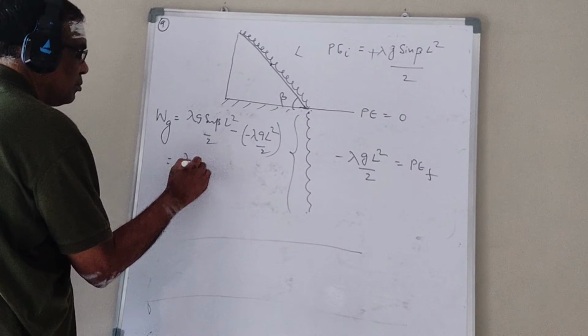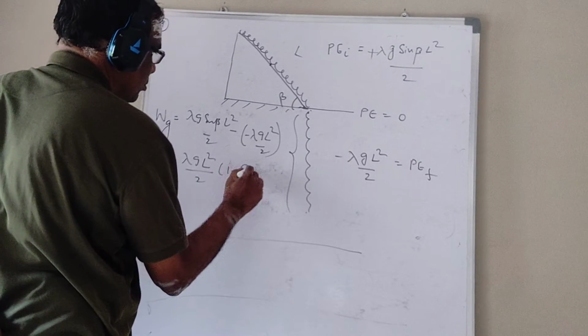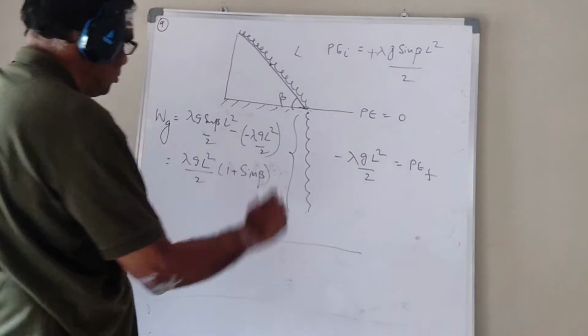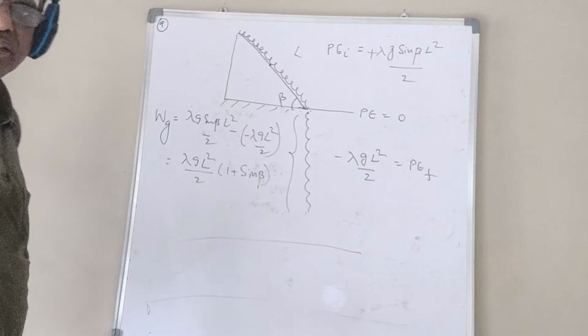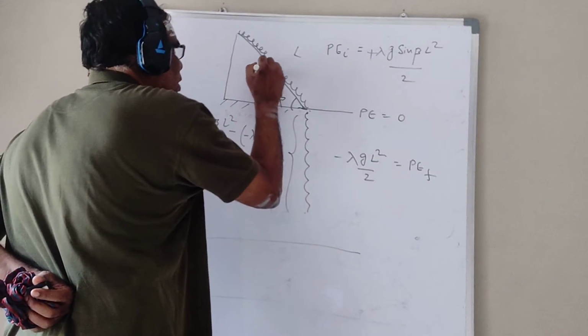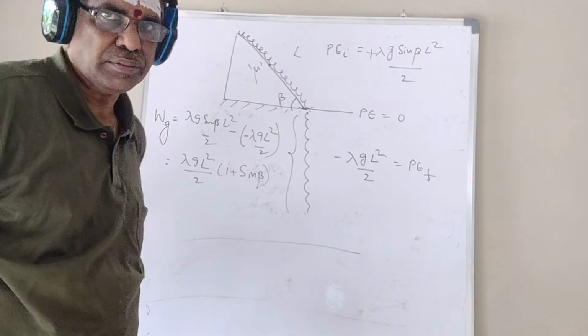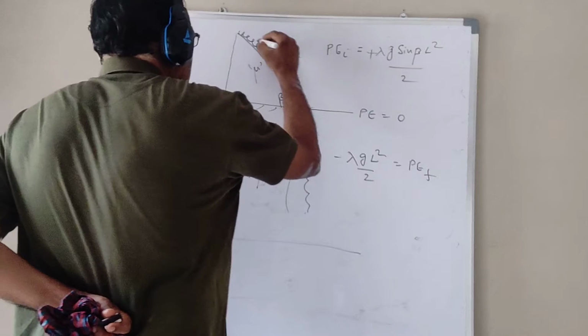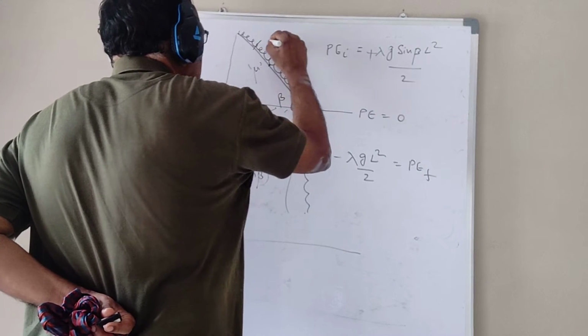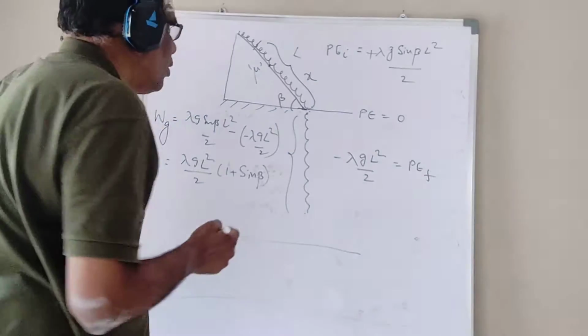Likewise, this is the work done by gravity. Supposing friction is present here, what happens to the whole thing as kinetic energy? So let us say it is at a distance x.